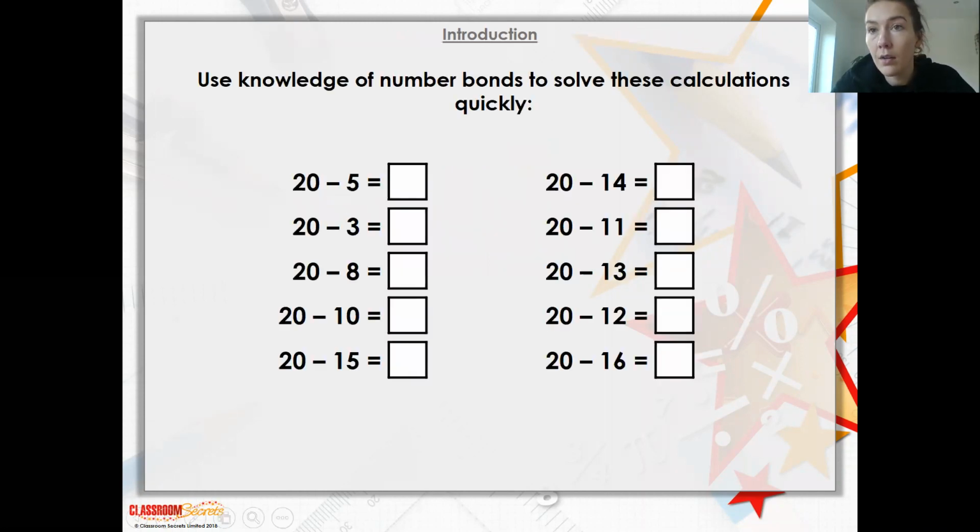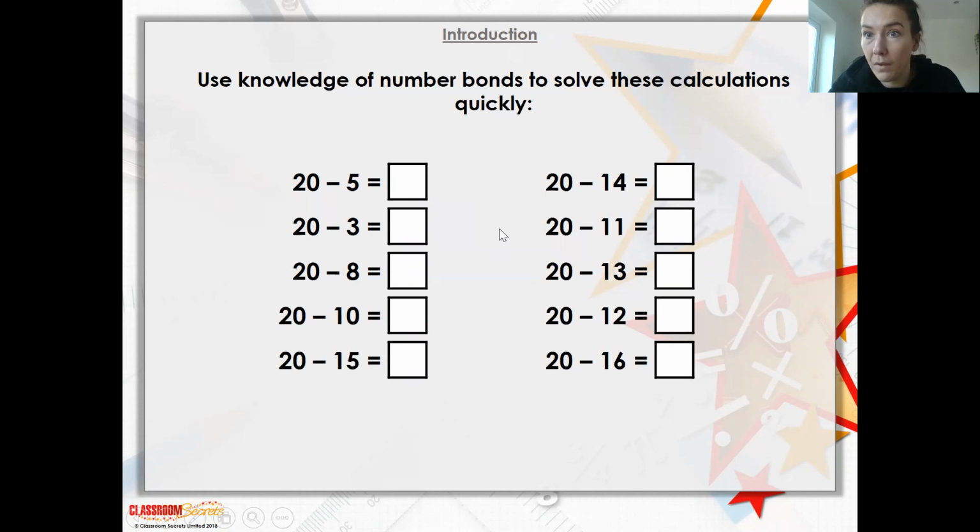Okay, so to start off, we've got some questions where you have to use your number bonds to quickly solve them. If you want to pause me at this point, do. If you want to have a go at working them out yourself. It says use knowledge of number bonds to solve these calculations quickly. So these can tie in with your number bonds to 10, and then obviously we're going up to 20, so 20 subtract 5. We've got 20 subtract 3. So like I said, if you do want to pause me and have a go yourself, do.